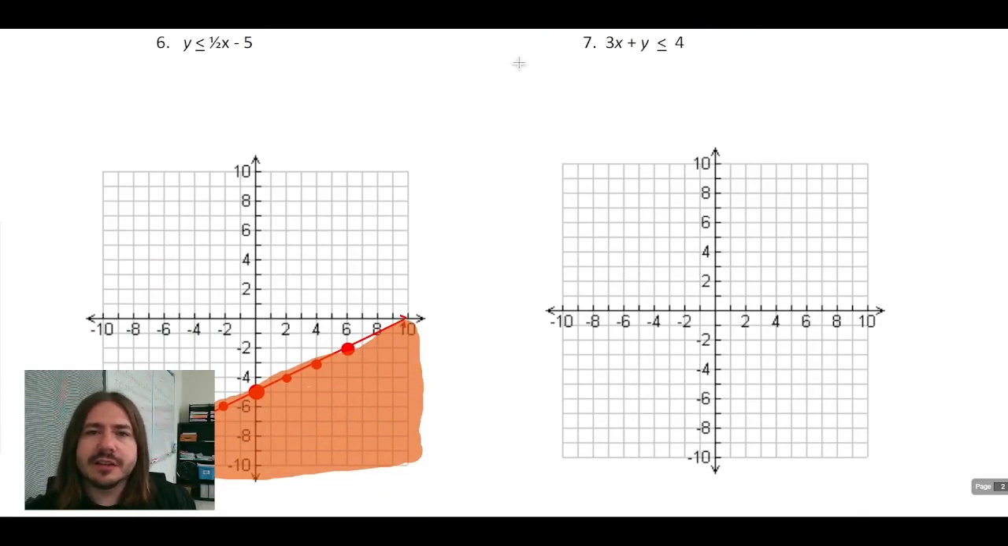Now, number 7 starts in standard form, and I think this will be a lot easier to graph if we put it into slope-intercept form. I'm going to subtract 3x from both sides here to rewrite this equation. If I subtract 3x from both sides, I'm going to be left with y is less than or equal to -3x plus 4. I just think it'll be easier to plot this if we do it in slope-intercept form. So if you ever see an equation that's not in slope-intercept form, go ahead and put it in there. I think it'll help. Okay, so our y-intercept here is at 4. There.